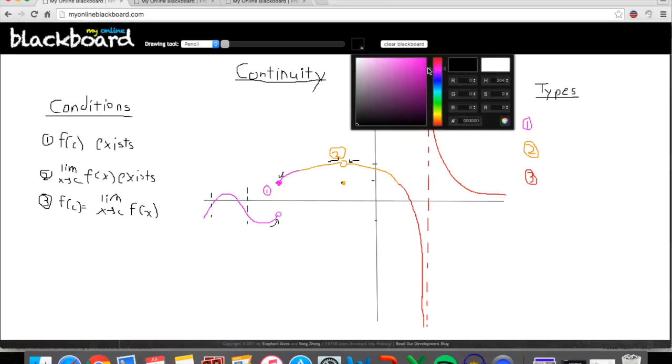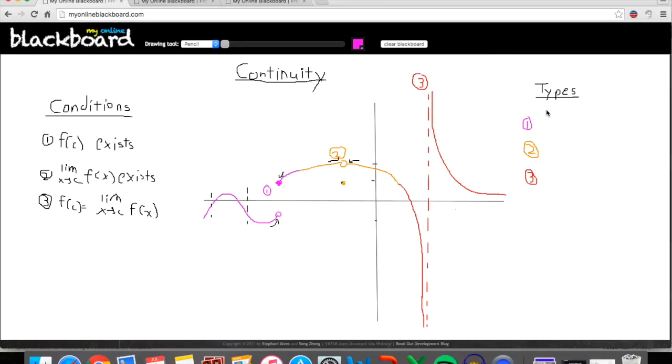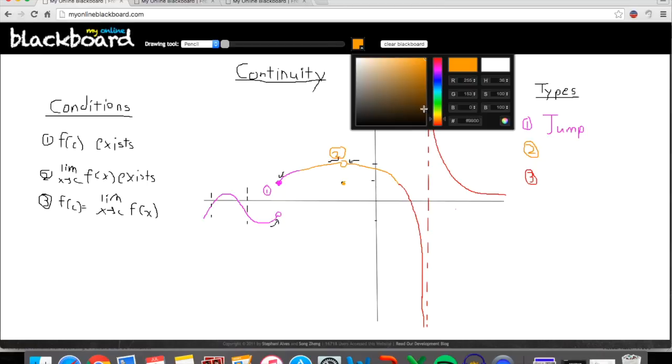Now let's go over the three types of discontinuity that you'll recognize here. The first one is called a jump discontinuity. So a jump discontinuity is when the value exists, but the limit does not exist. So as you can see here, the limit does not exist, but the value exists over here. So what's going to happen is that it's going to jump from this value to this value. That should be self-explanatory as to why it's jump.